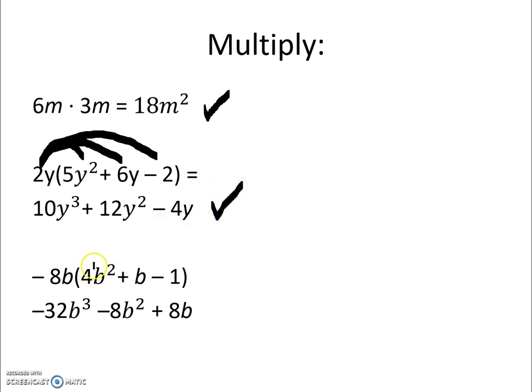We're asked down on the last example to distribute a negative 8b to everything in the parentheses. We take a negative 8 times 4 and we get our negative 32. b times b squared is b cubed. A negative 8b times b is a negative 8b squared. And then finally, a negative 8b times a negative 1 is a positive 8b.